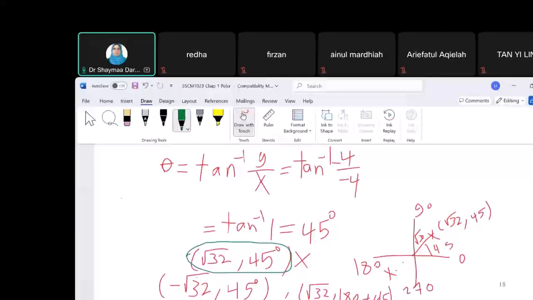So be careful, because in polar the coordinate for the same point is not unique. But in Cartesian, the coordinate is unique. In polar, we have for the same point 4 different polar coordinates. This makes problems sometimes.